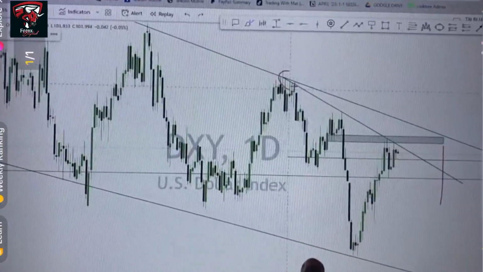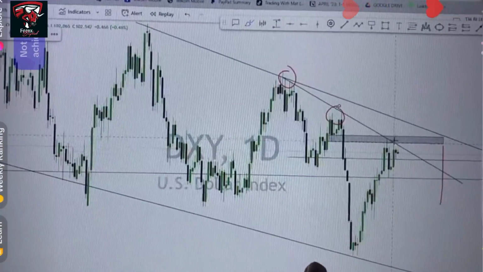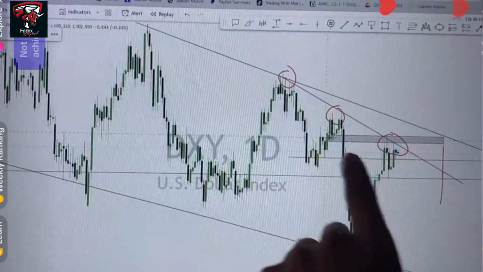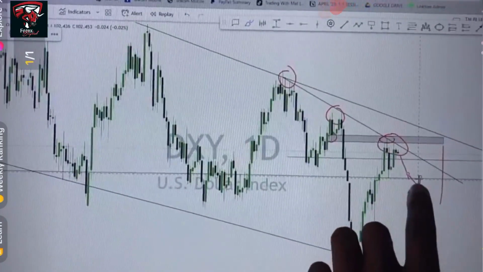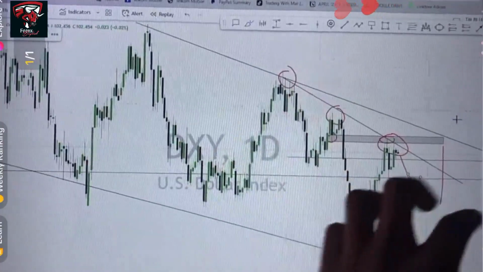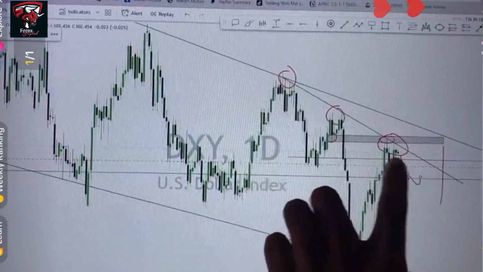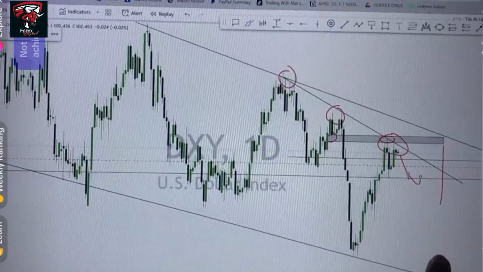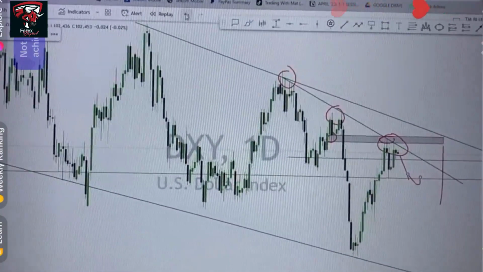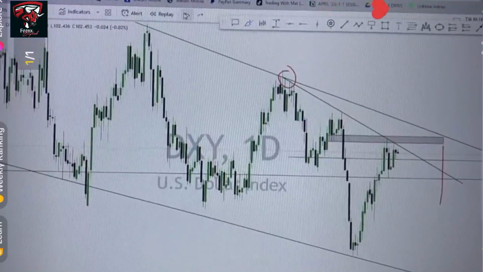Our first confluences are these over here. The second confluence is the fact that we have a break of structure in here, and we want the market to start going down. What's the third one? Overall on the weekly time frame, we are hoping that DXY can come and close below here so we can sell next week. Fourth confluence: what did yesterday's candle close as?